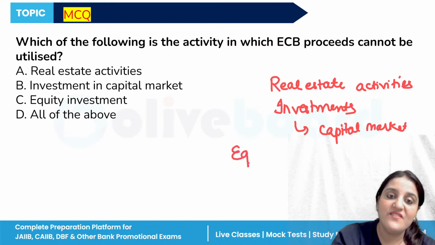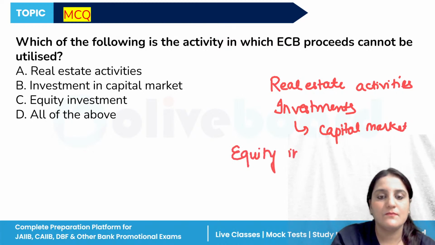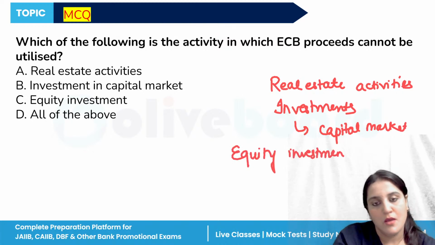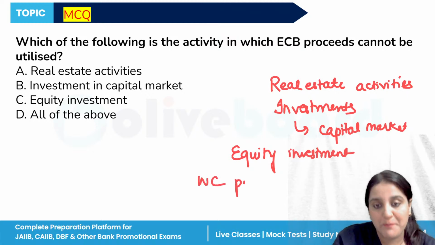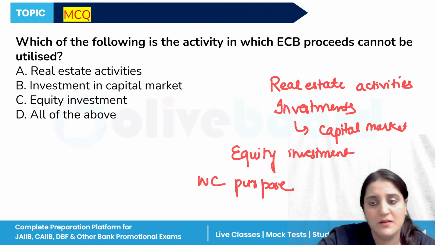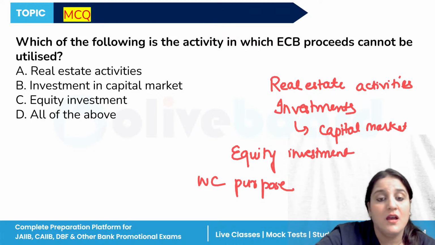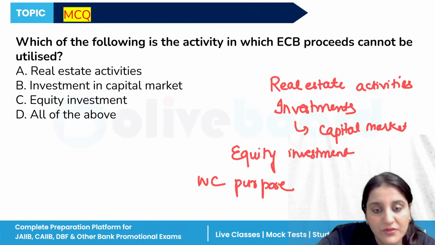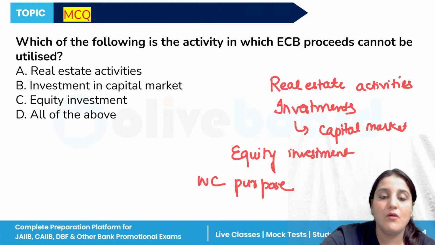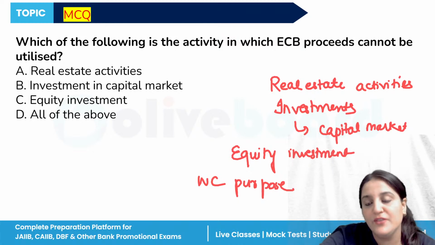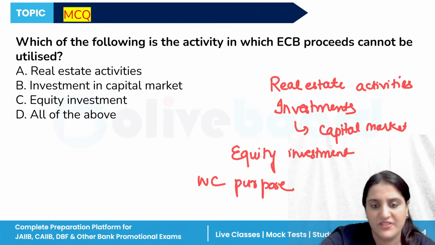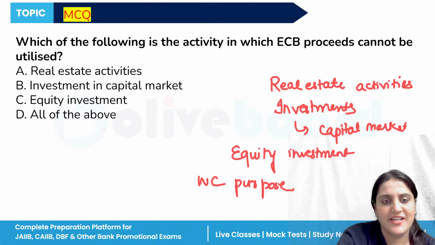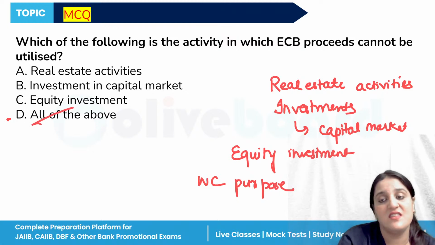Then equity investment, working capital purpose, except in the case of ECB, and general corporate purposes, repayment of rupee loans, and all lending to the entities for the above activities, whatever I told you. So the correct answer here is all of the above, because these are not permitted uses of ECB proceeds.